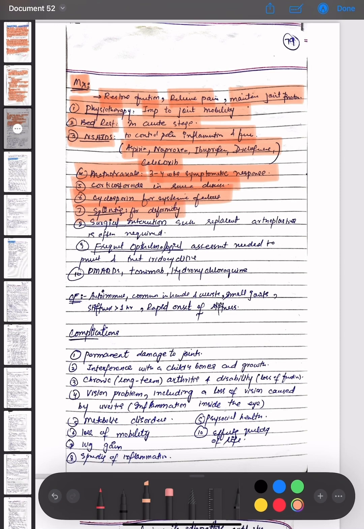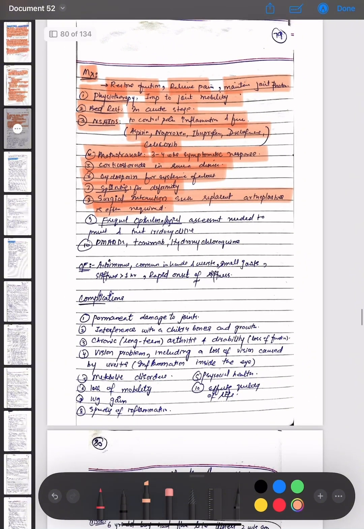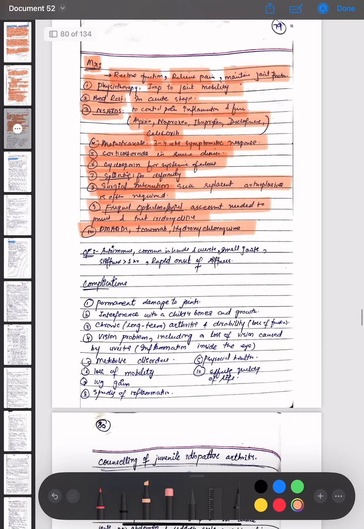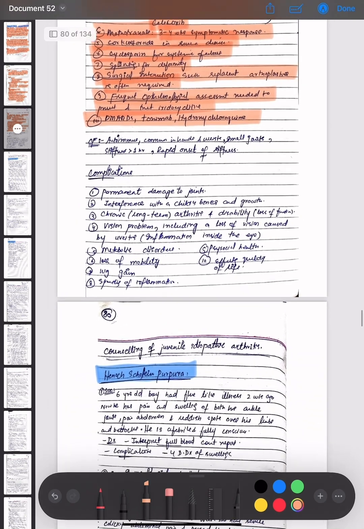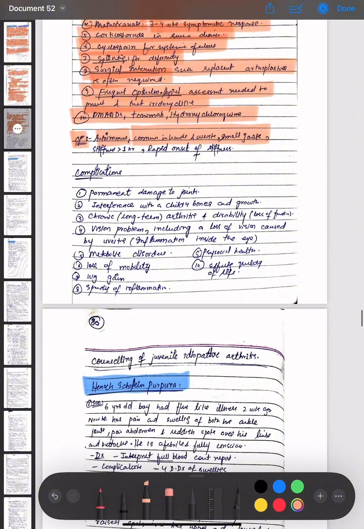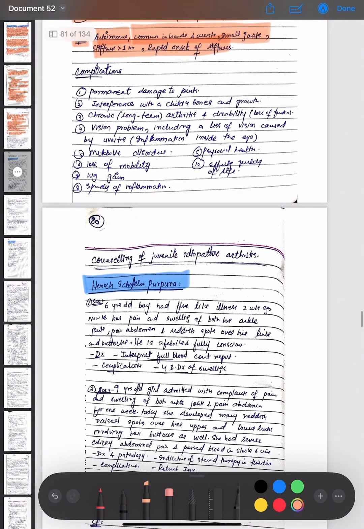Splinting is done for deformity. Surgical interventions such as joint replacement and arthroplasties are often required. Frequent ophthalmological assessment is needed to prevent and treat iridocyclitis. DMARDs, tocilizumab, and hydroxychloroquine are given for the arthritis. The clinical features are autoimmune, common in the hands, wrists, and small joints, and stiffness is greater than 1 hour, with rapid onset of the stiffness.